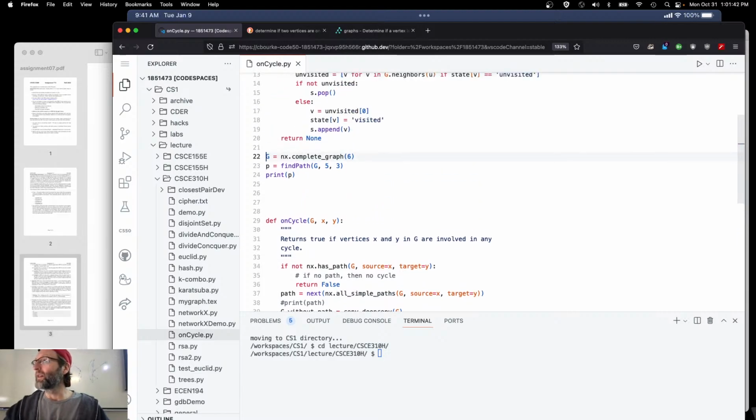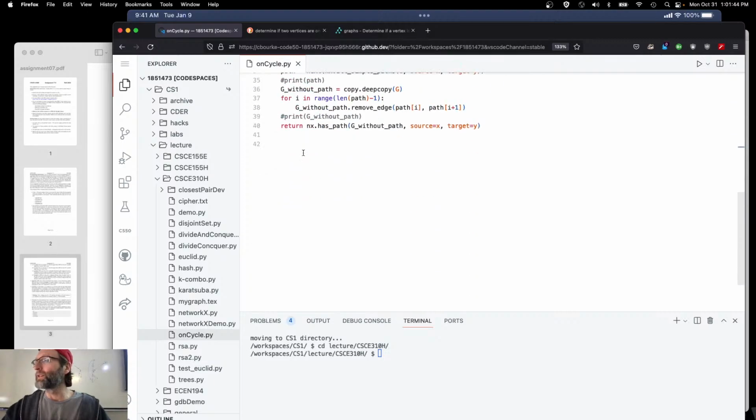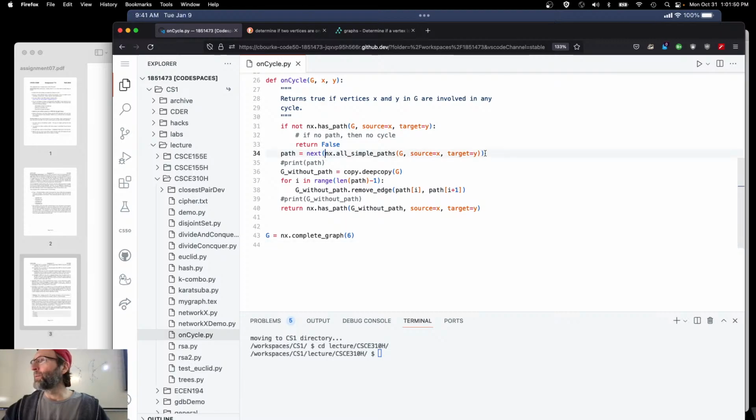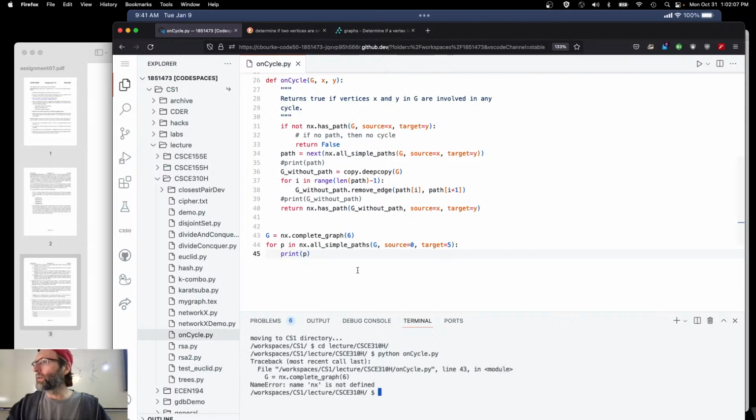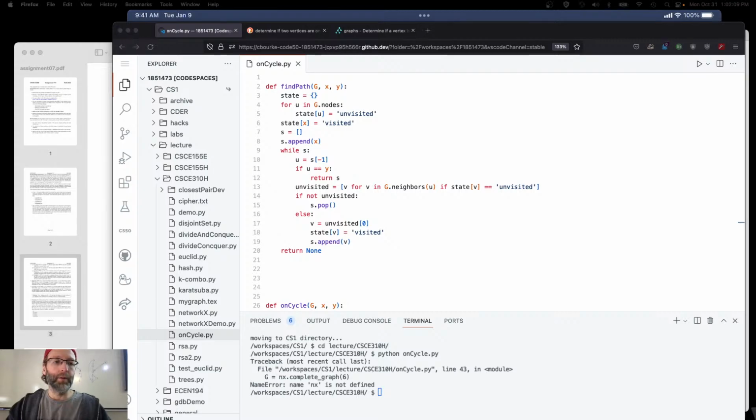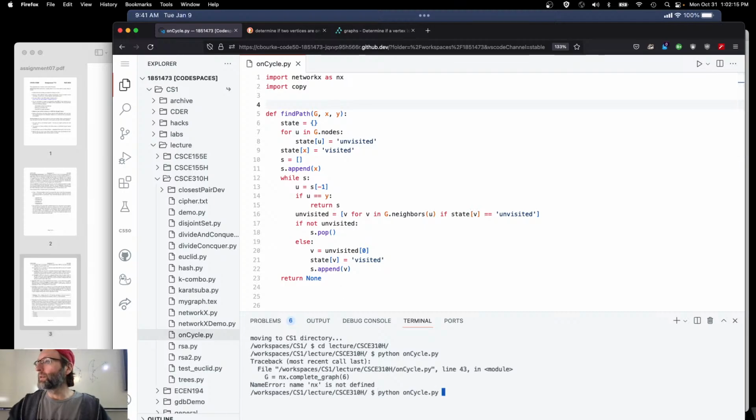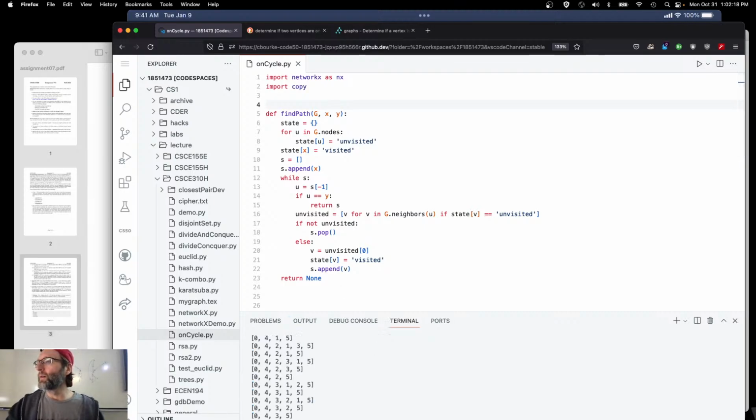Let me give you here a complete graph on 6 vertices, right? All simple paths, from 0 to 5. For P in it, hopefully it's printable, print P. Let's find out. Oh, sorry, I didn't bring in NetworkX, so let me bring that in now. Hopefully it's still installed. Yep, I've not rebuilt it. There we go. So there's assignment 1.